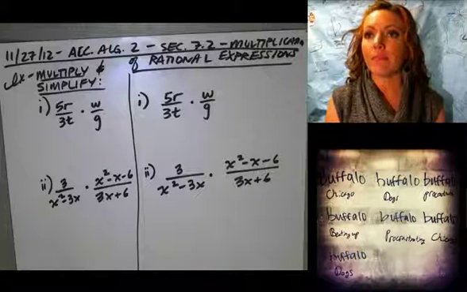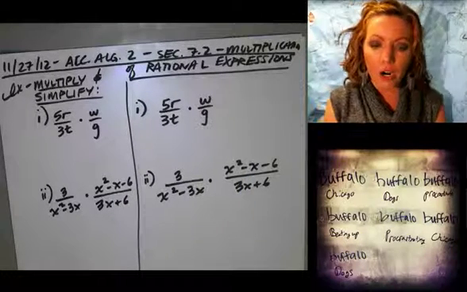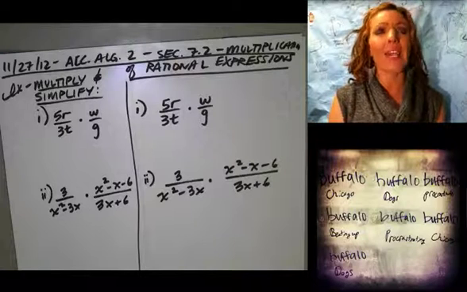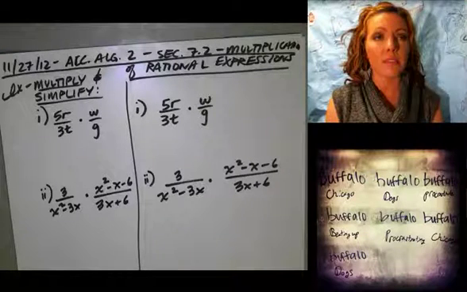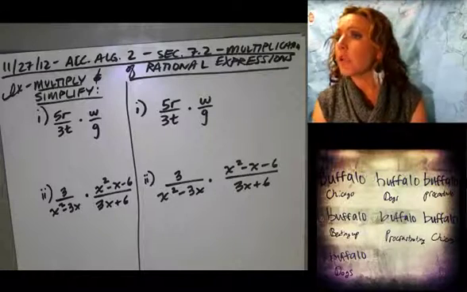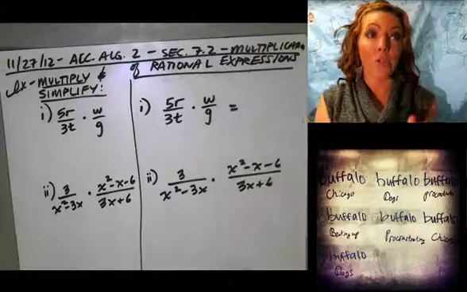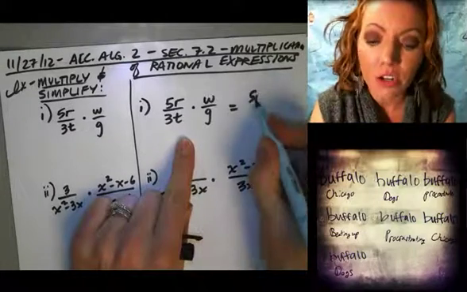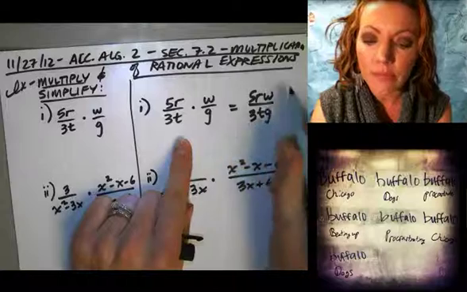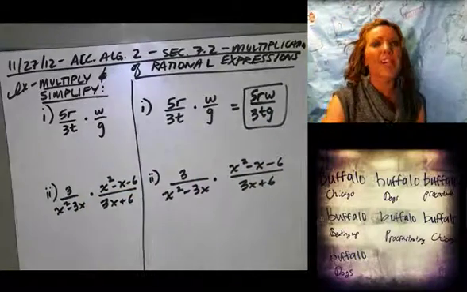Yeah. Okay, so in this first one we have 5r over 3t times w over g. Is there anything that can be reduced in any of this madness? No. So if that's the case, then all you're doing is smashing the two of them together. On the top, you smash together 5r and w, so you get 5rw. Bottom, 3t and g. I put that one in there because you will inevitably get something like that that can't be reduced and people get confused.